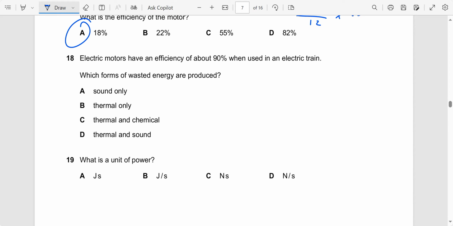Electric motor has an efficiency of about 90% when it is used in an electric train. Which forms of the wasted energy are produced? Efficiency of 90%, so it means 10% is wasted, right? So it can be thermal and sound.